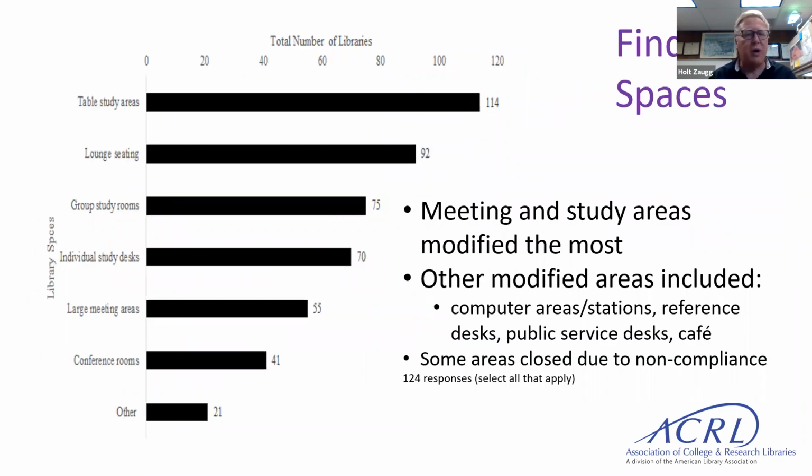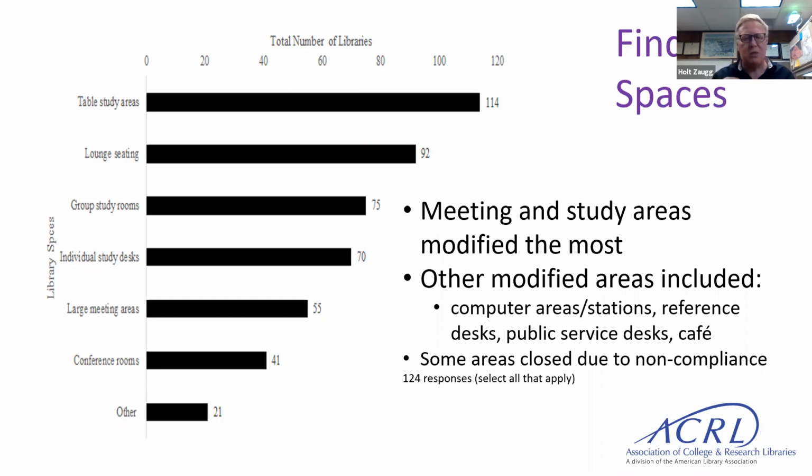And when they asked which areas were modified, and this was a select all, as with many of the others, you could select all. The study tables were modified, and we see a lot of modifications included reduced occupancy. There was lounge seating. Group study rooms were either closed or reduced capacity, or in some cases were changed to Zoom rooms for people to hold Zoom meetings where they didn't have access to Zoom where they were living. And individual study desks. Other modified areas included computer desks or stations where some computer stations were removed so that it created a distance. Reference desks were spaced out with protections put in place, and public service desks and cafes.